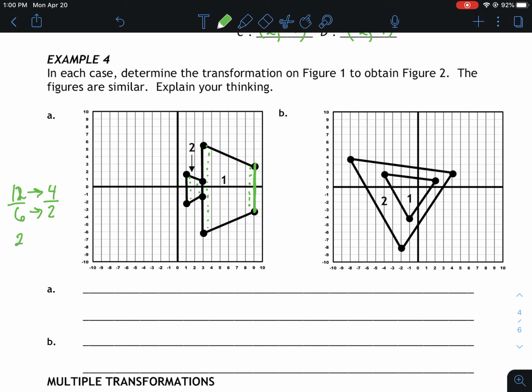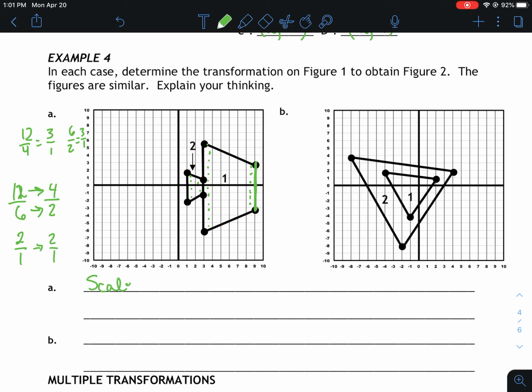So, when we make these into fractions, this is essentially 2 over 1, and this is also 2 over 1. Now, if we look at 12 over 4, that reduces to 3 over 1. And if we look at 6 over 2, that also equals 3 over 1. So our scale factor here, we went from big to small, so that means that our scale factor is 1/3. And this was a dilation.